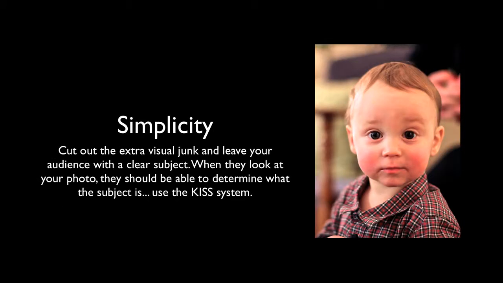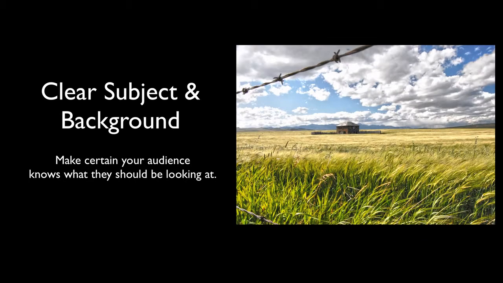Simplicity is, in a nutshell, cutting out all that extra stuff that you don't need. And so when you look at a photo, people should be able to determine what the subject is. The photo that we're looking at here, this is my son Duncan. As you can see, I used a shallow depth of field to cut out all that extra stuff behind him, and he is simply really the only subject that we're looking at here in this photo. Nothing else in the background is distracting.